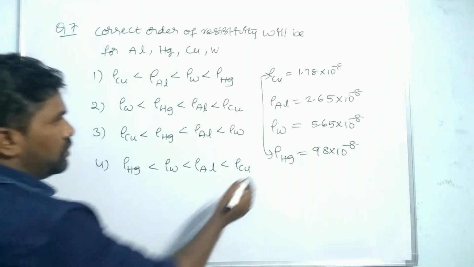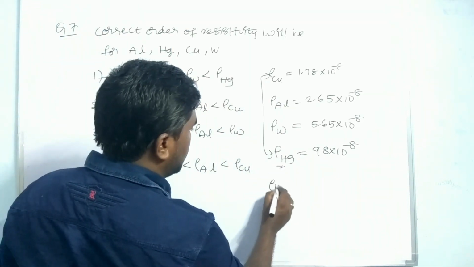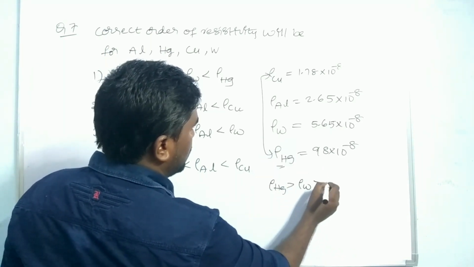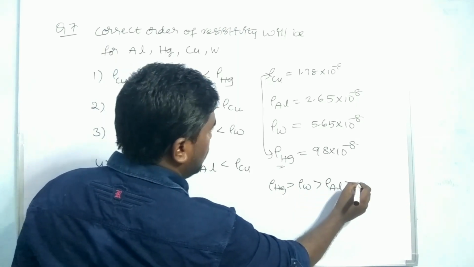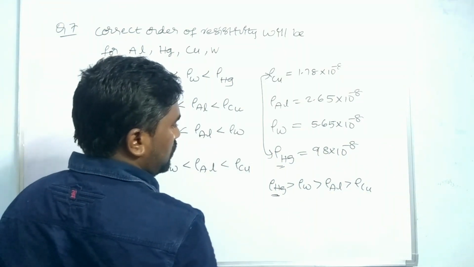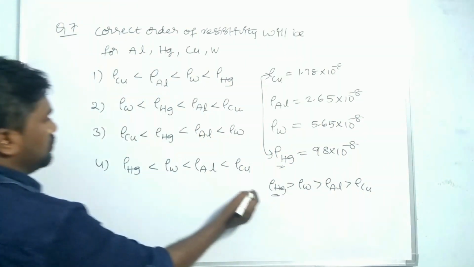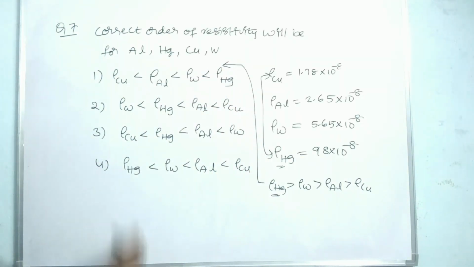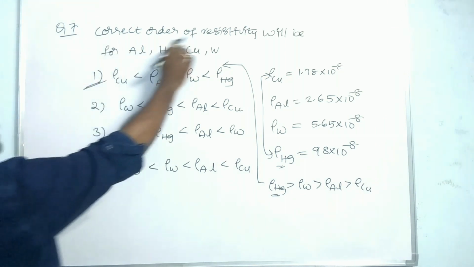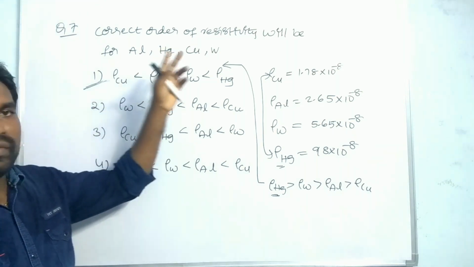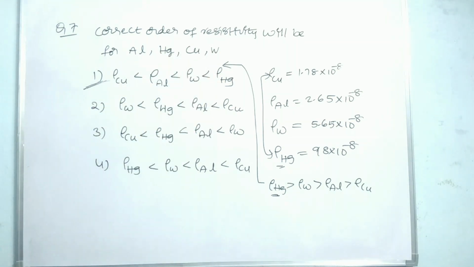You have to see this is more than this, so here rho Hg is greater than rho W is greater than rho Al is greater than rho copper. So in other words you have to write it in reverse. So this may be written as this one. So option 1 is the right answer, the correct order: rho copper less than aluminum, and finally mercury. Mercury has the highest resistivity value here.